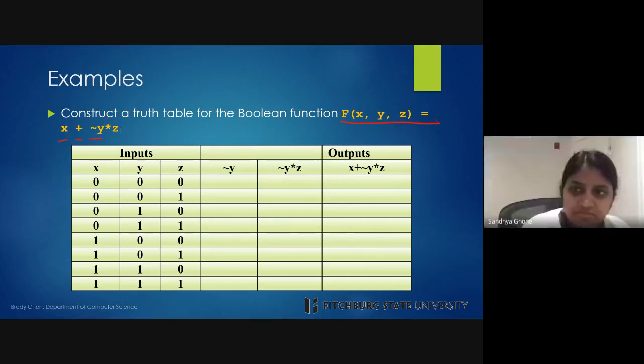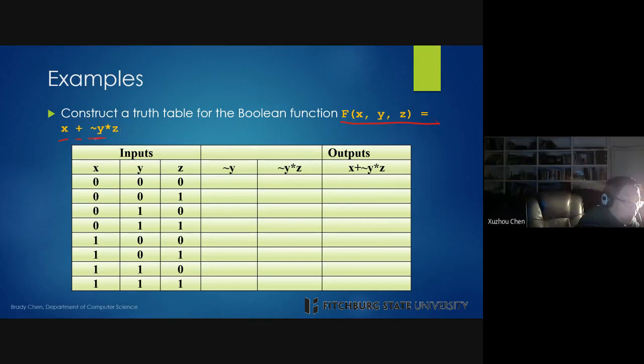Negation. Okay, so this one is going to be the first, right? So you're going to perform this one first. So we want to construct a table for this particular function. You can represent a function using a formula, but you can also represent a function using a table. It's called a truth table.